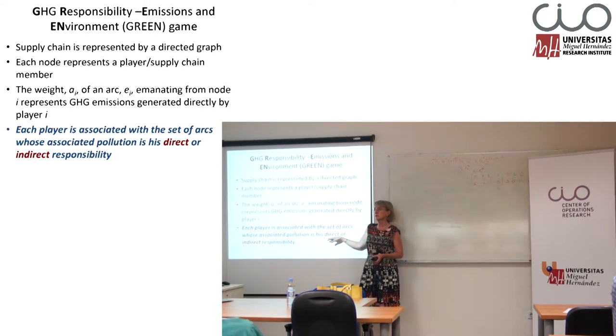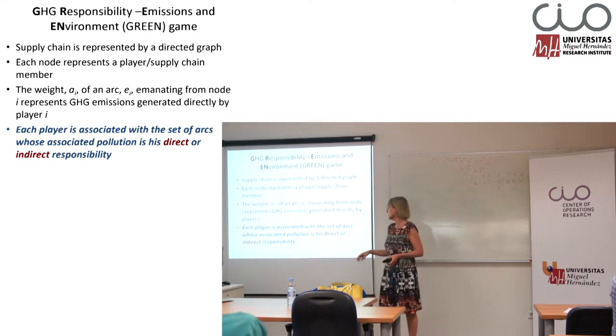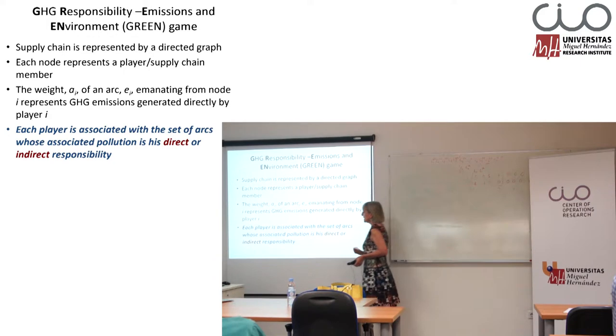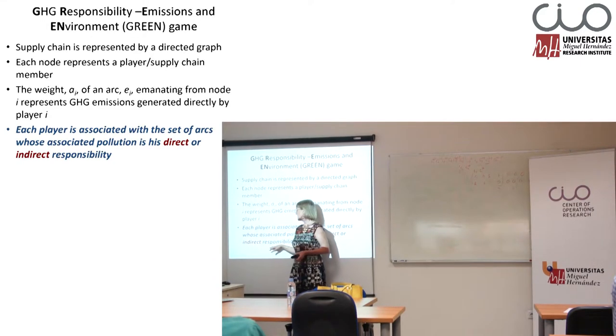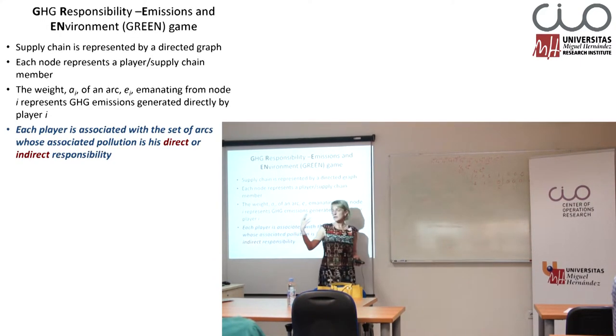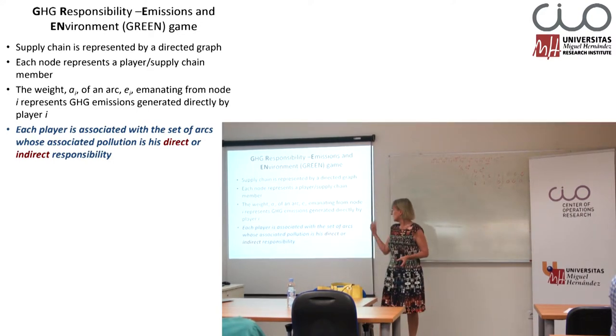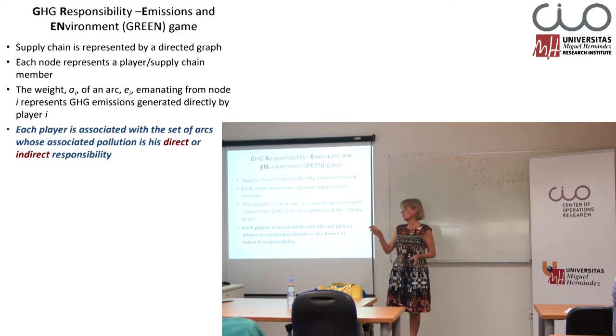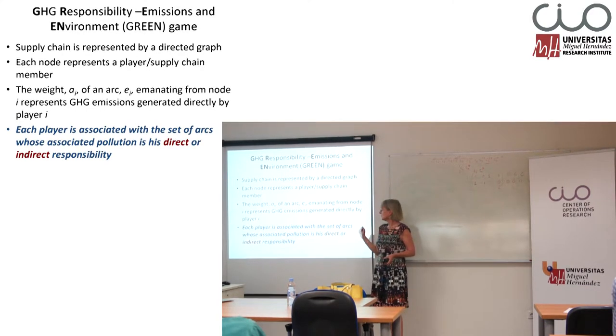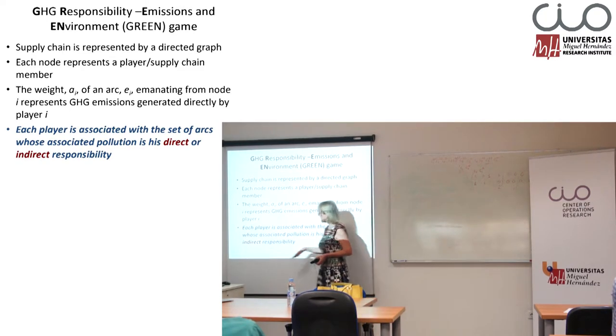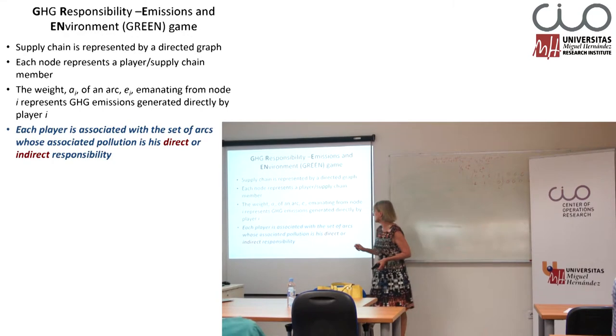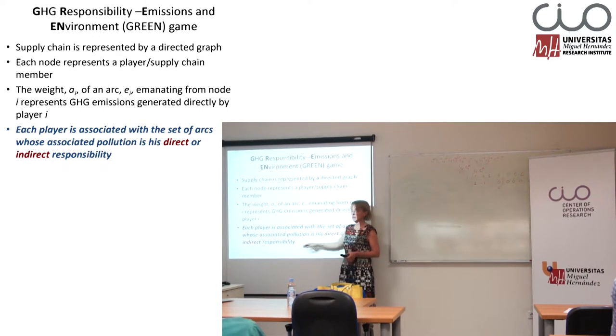so that we are looking at which arcs he or she is responsible for directly, let's say scope one emissions that they generate directly in their production, but we also assign indirect responsibility. So for instance, if you look at Apple, Apple can talk to their suppliers and tell them, I want a different material, one that is greener, or I want a different source of power that you use for your facilities, so they can indirectly impact some emissions. And so we assign this indirect responsibility to these players as well.